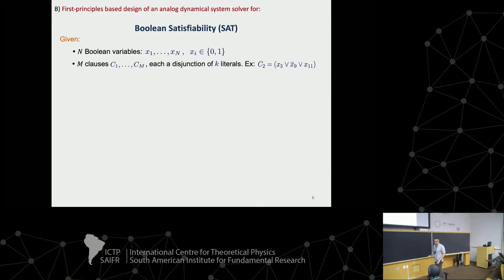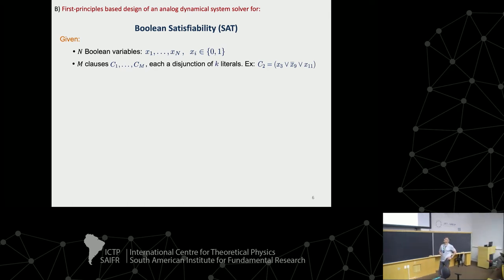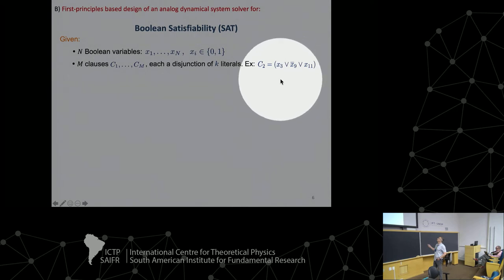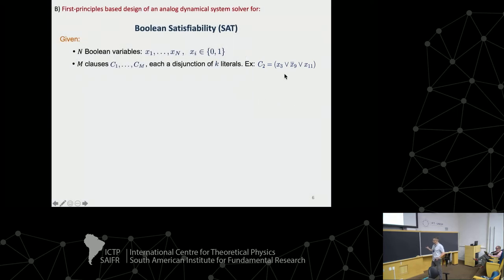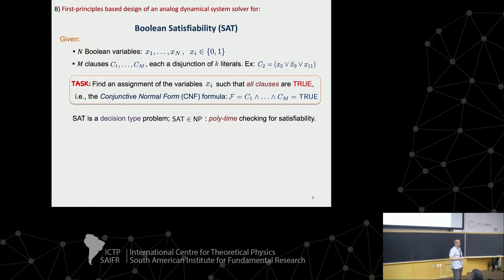So in particular, we're going to look at Boolean satisfiability problems. These are very fundamental problems in computer science. You have n Boolean variables, meaning that they take on the value 0 or 1, and you have m clauses. Each is a disjunction of k literals. One clause might look like this: x3 or not x9 or x11. So this clause is true if and only if at least one of these literals is true. If x3 is 1, that satisfies the whole clause. x9 being 0 satisfies the whole clause because this is not x9, right? And so on and so forth. So the task is to find an assignment to those variables such that all the clauses are satisfied.